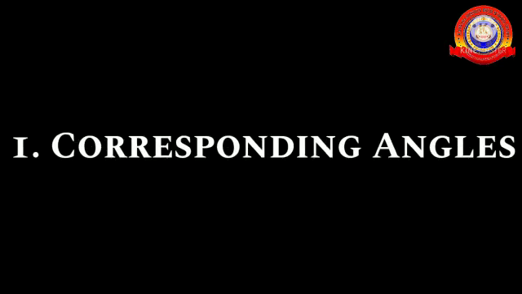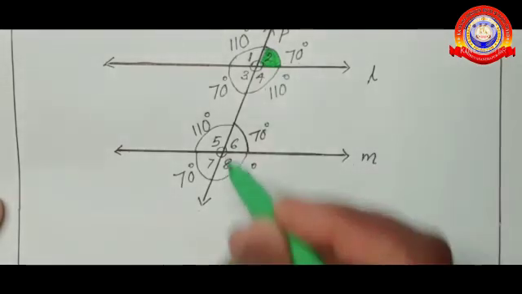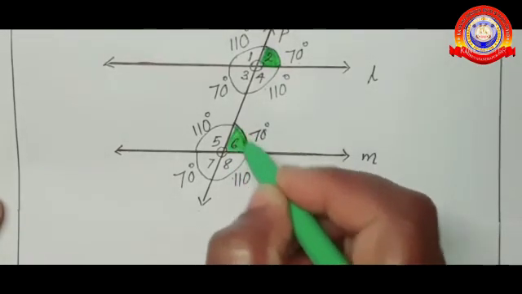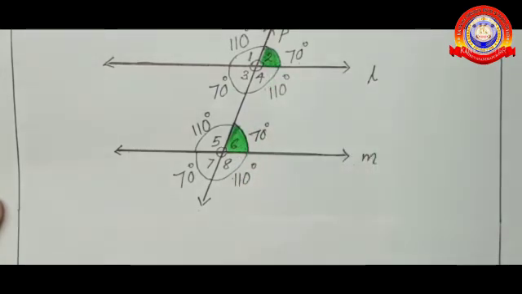Next, we have to learn what are the different types of angles formed when a line cuts across a pair of parallel lines. First one, corresponding angles. In the figure, the bottom line makes 4 angles and the top line makes another 4 angles with the line cutting across them. Here, angle 2 and angle 6 are equal, 70 degrees. These two angles are known as corresponding angles.